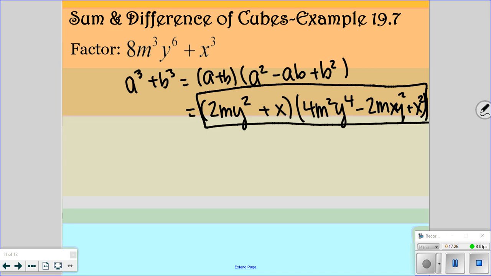Okay, so hopefully that helps you with your sum and difference formulas. For your cubes, you definitely need to learn those.